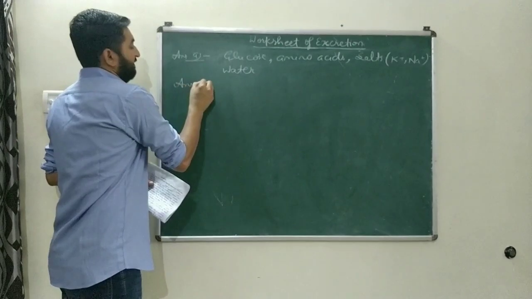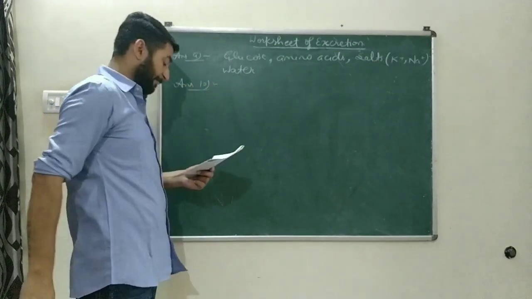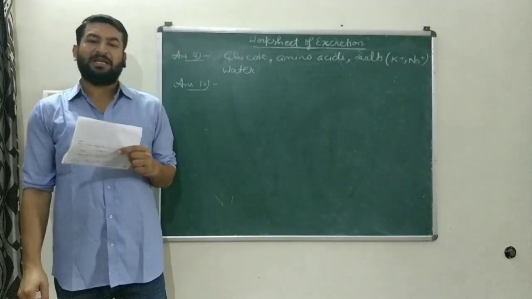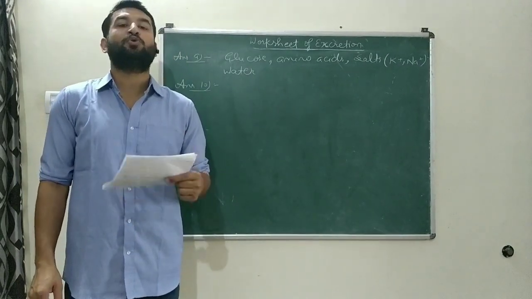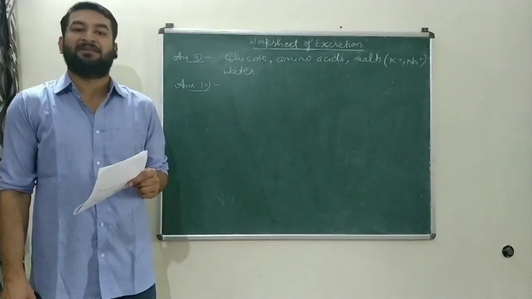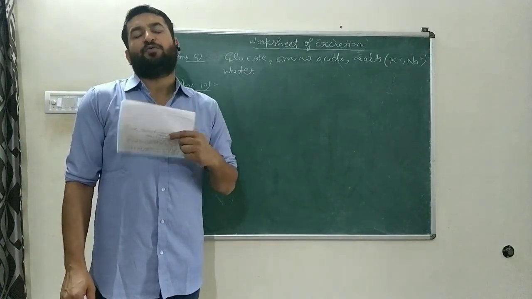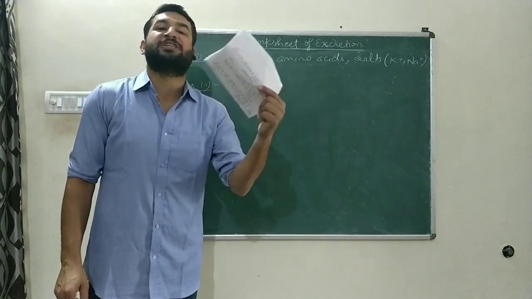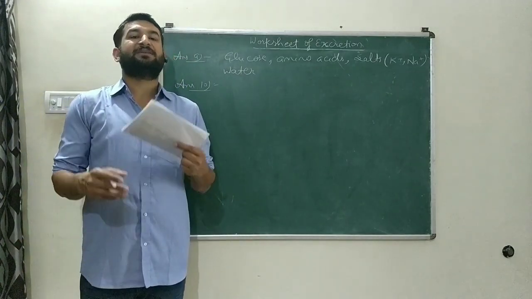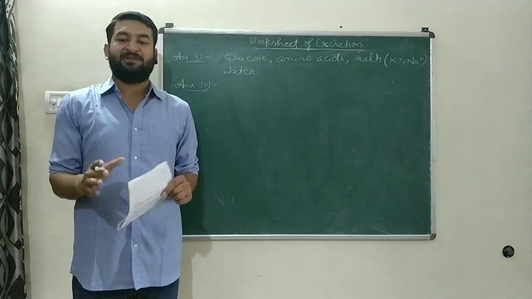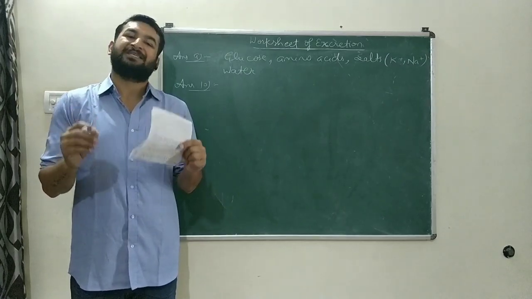Then answer number 10. Excretory system plays a very important role in maintaining the homeostasis and acid-base balance. Justify. First we'll discuss what is homeostasis. The state due to which a body's internal conditions are kept constant is known as homeostasis.